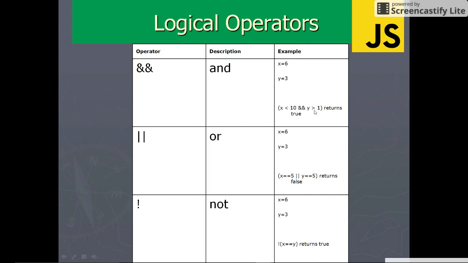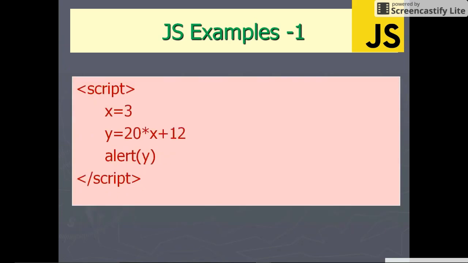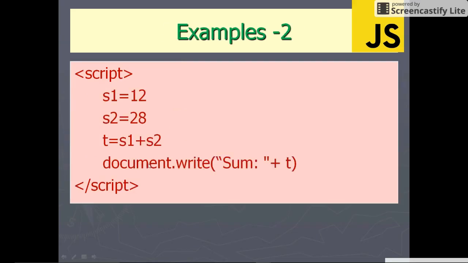And if both conditions are satisfied on either side of the double ampersand symbol, then it returns true. Similarly for OR, and then for NOT. Here comes an example for JavaScript. This is an arithmetic operation. It is simple, and it prints the value in an alert tag. Then there is an additional example. We are using the document.write function.